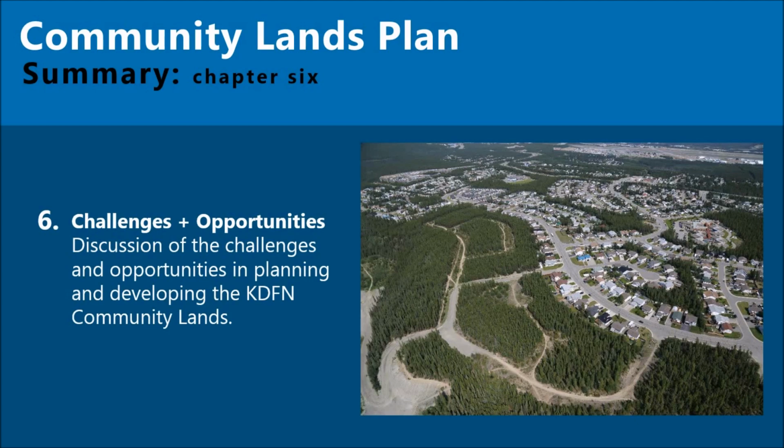Chapter 6 is a discussion of the challenges and opportunities in planning and developing Kwalendon's community lands. On the right hand of the screen, you can see an image of Kwalendon parcel C112 in Copper Ridge. It's a prime candidate site for potential residential development.